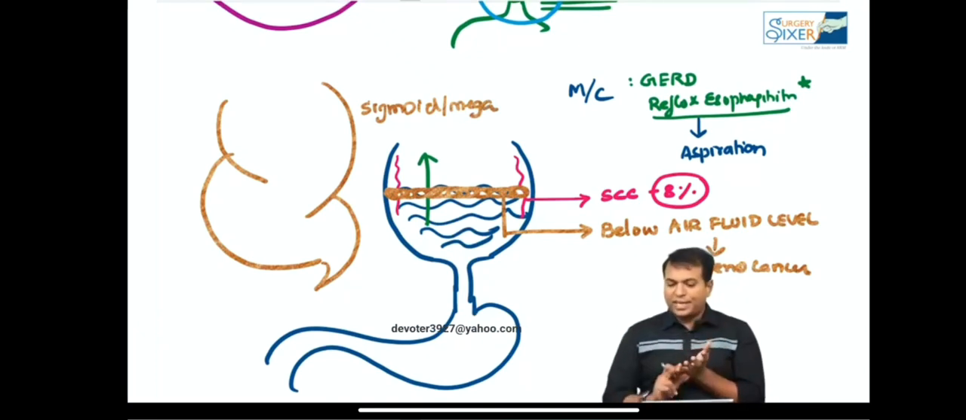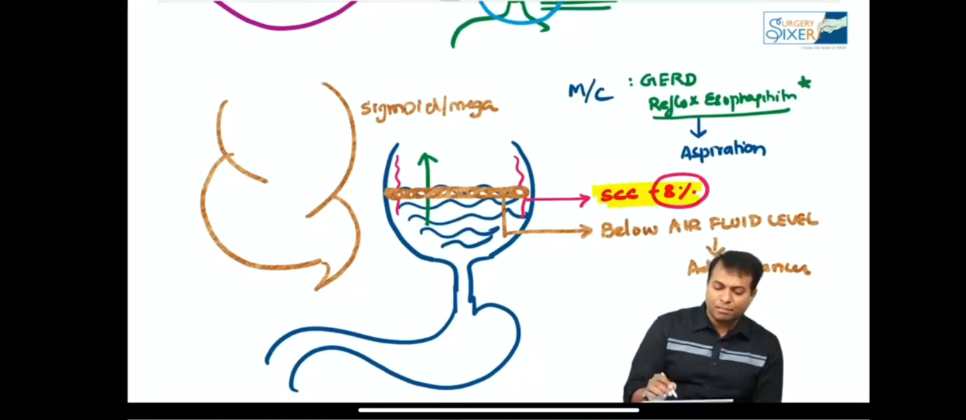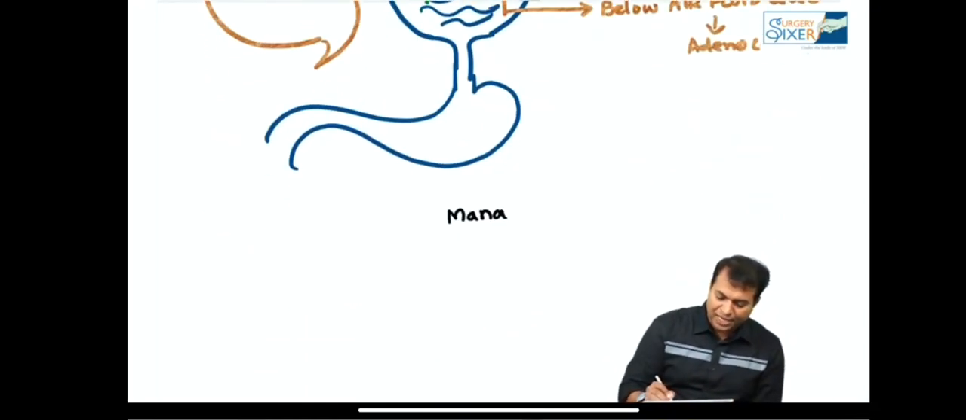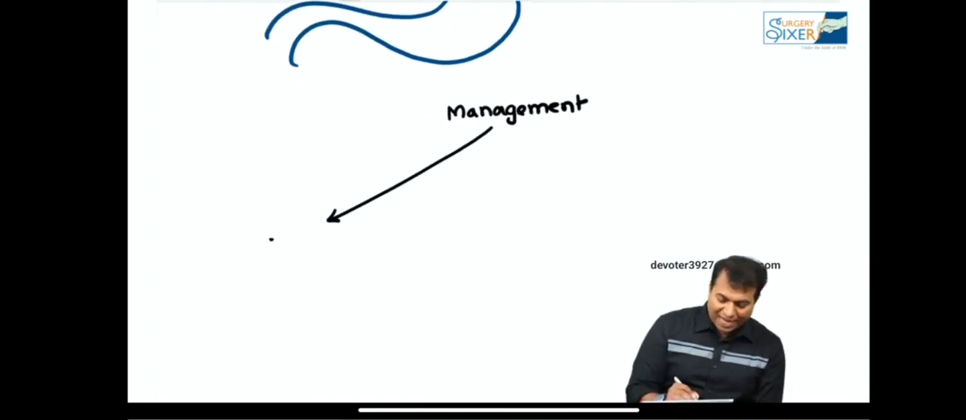Okay, so please remember, reflux esophagitis, aspiration, squamous cell cancer, adenocancer below the air fluid level. Squamous cell cancer is the most common cancer in achalasia, and sigmoid or mega esophagus are the various complications of achalasia cardia. Now coming to the management of achalasia cardia. The management can be by three guys. Who are the three guys? One is you, a medical MBBS graduate.